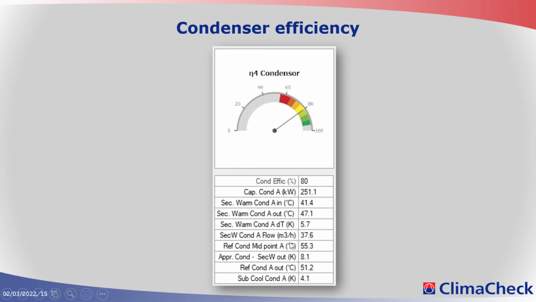The condenser efficiency is also affected by the water in and out and by the flow of this water going into the condenser. If we have a too high flow, then the heat exchange will not happen as well as possible. So having the flow on the secondary side is important and will show issues on the secondary side.